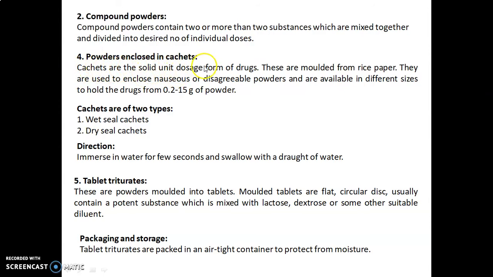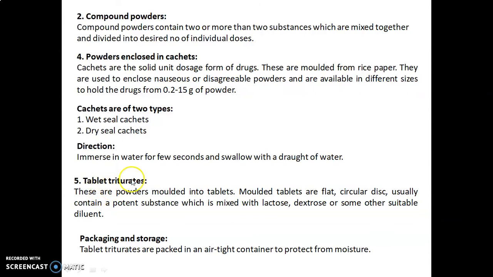Cachets are solid unit dosage forms of drugs. These are molded from rice paper. They are used to mask nauseous or disagreeable powders and are available in different sizes to hold from 0.2 to 15 gram of powder. Cachets are of two types, that is wet seal cachets and dry seal cachets. Direction for this is: immerse in water for a few seconds and swallow with a draught of water.